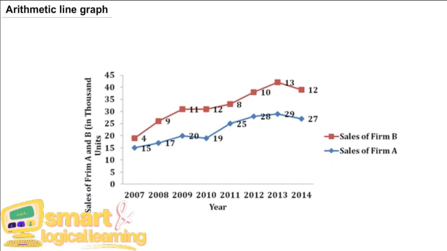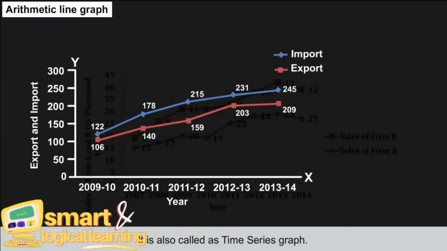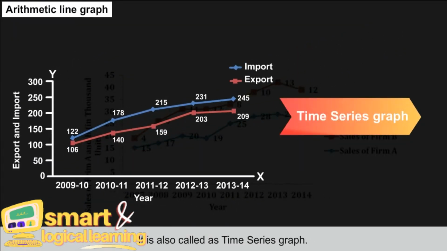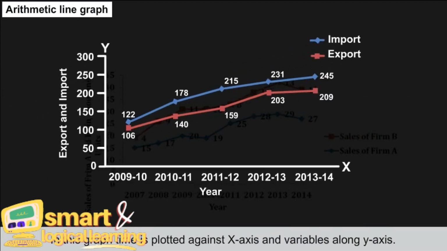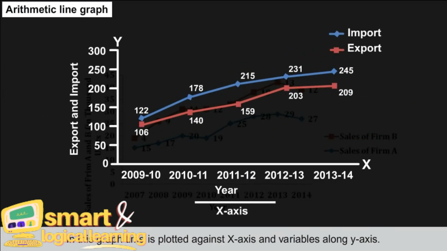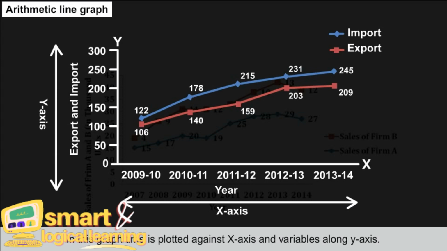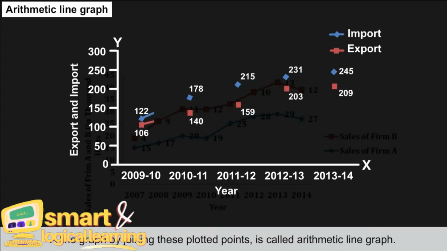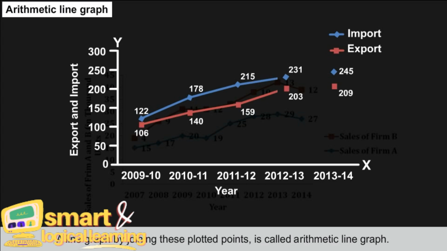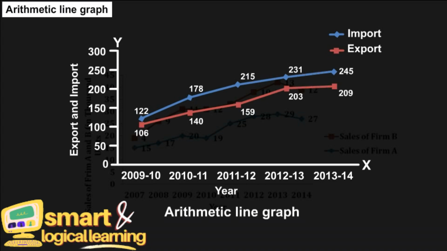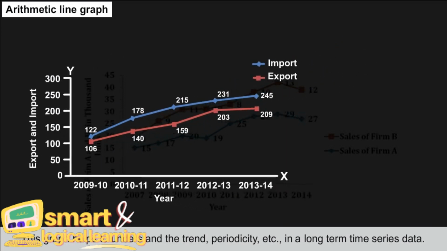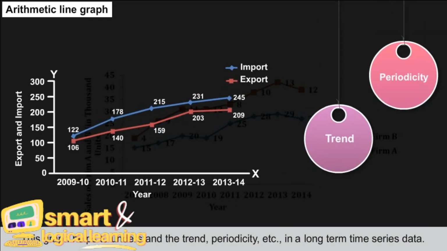Arithmetic line graph. It is also called a time series graph. In this graph, time is plotted along the x-axis and variables along the y-axis. A line graph made by joining these plotted points is called an arithmetic line graph. This graph helps to understand the trend, periodicity, etc. in long-term time series data.